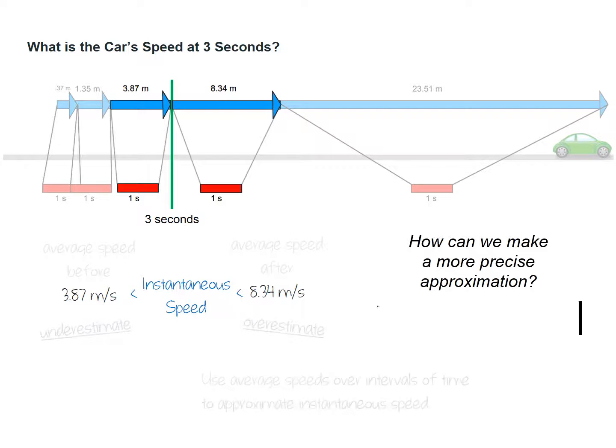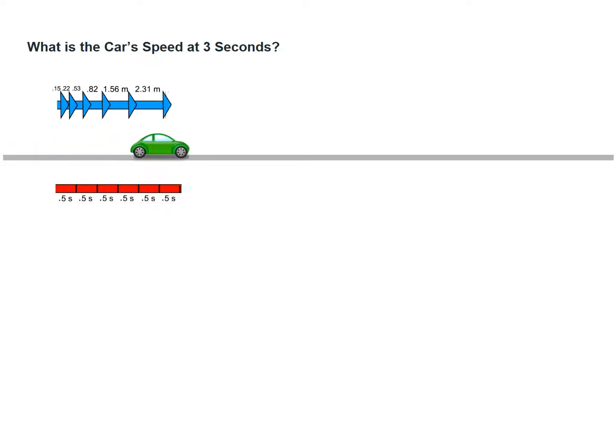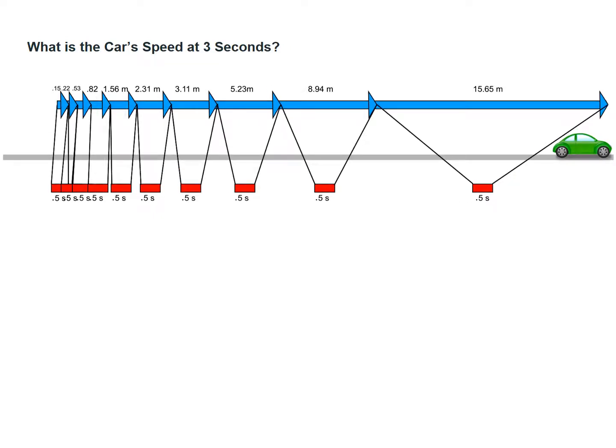One way to do this is to use smaller intervals of time. Let's look at the car's trip again, but this time we'll break it down into half-second time intervals. As before, let's see how each half-second time interval corresponds to a distance interval. Let's look at the 3 second mark.